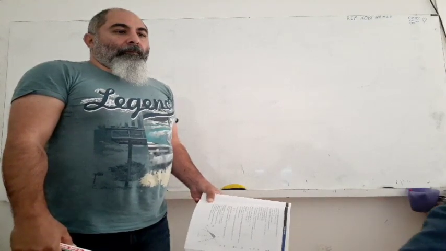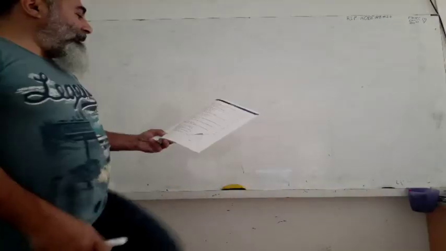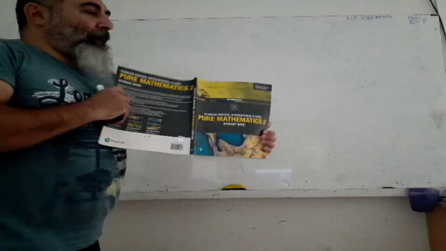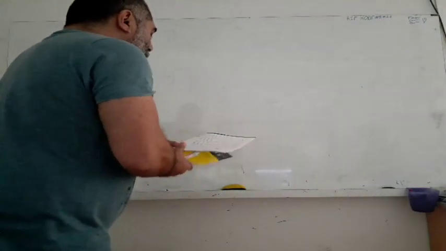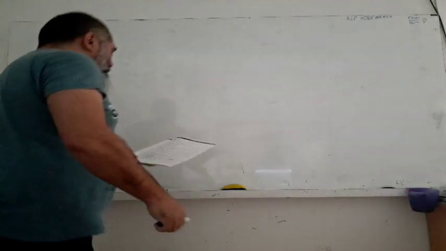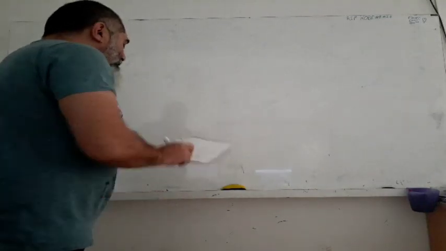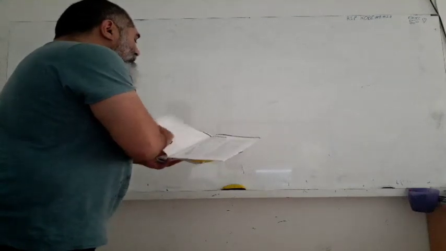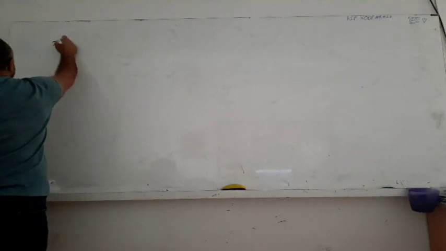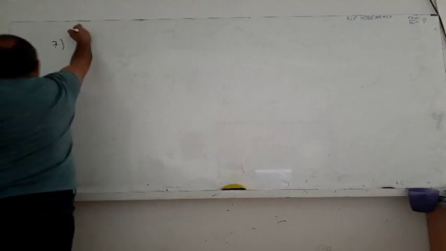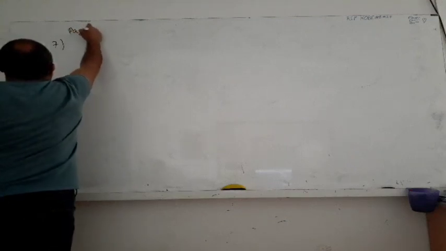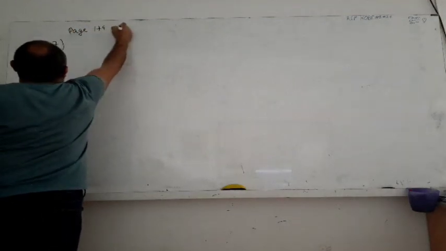Today I am going to finish the exam practice questions at the end of the Pure Mathematics P2 book. Yesterday we solved question 6, so today I am going to start from question 7 and finish the exam practice questions. Question 7. Two numbers x and y, at page 179 at the end of the P2 book.